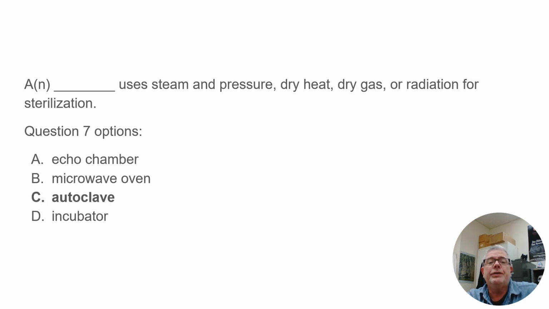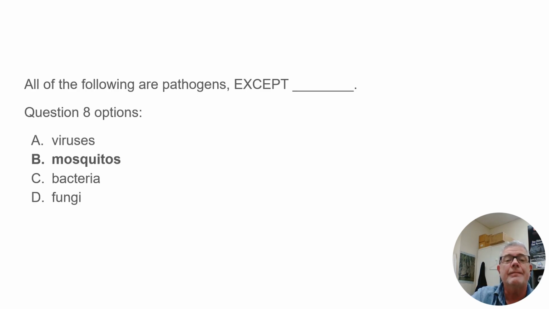An autoclave uses steam and pressure, dry heat, dry gas, or radiation for sterilization. And as I mentioned before, that's the only device that can adequately eliminate all microorganisms, including your spore-forming organisms like C. diff and anthrax. All the following are pathogens except mosquitoes. Okay, so viruses, bacteria, fungi are all microorganisms that can be pathogenic. Mosquitoes are considered vectors, so they're means by which pathogens can be carried from organism to organism.